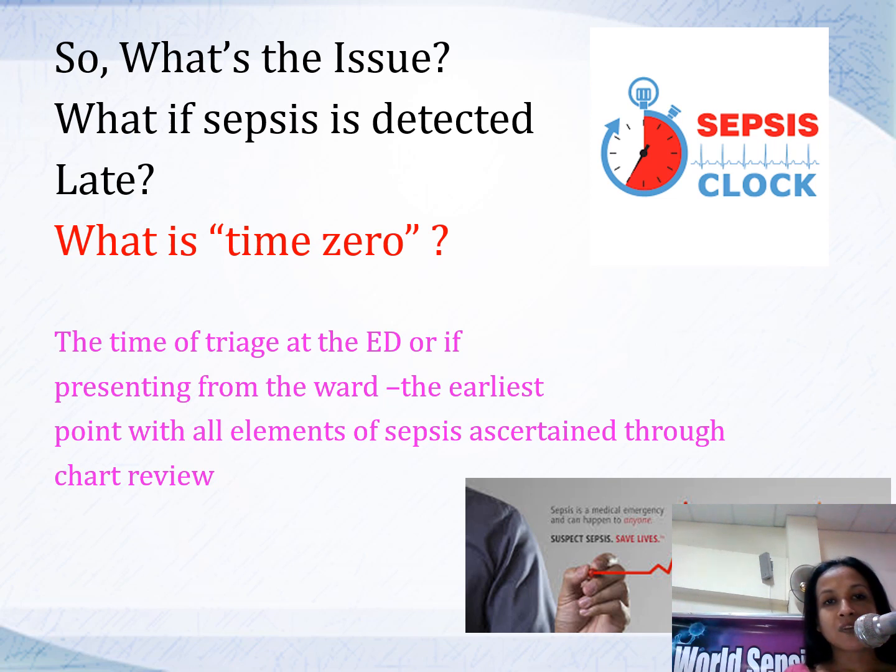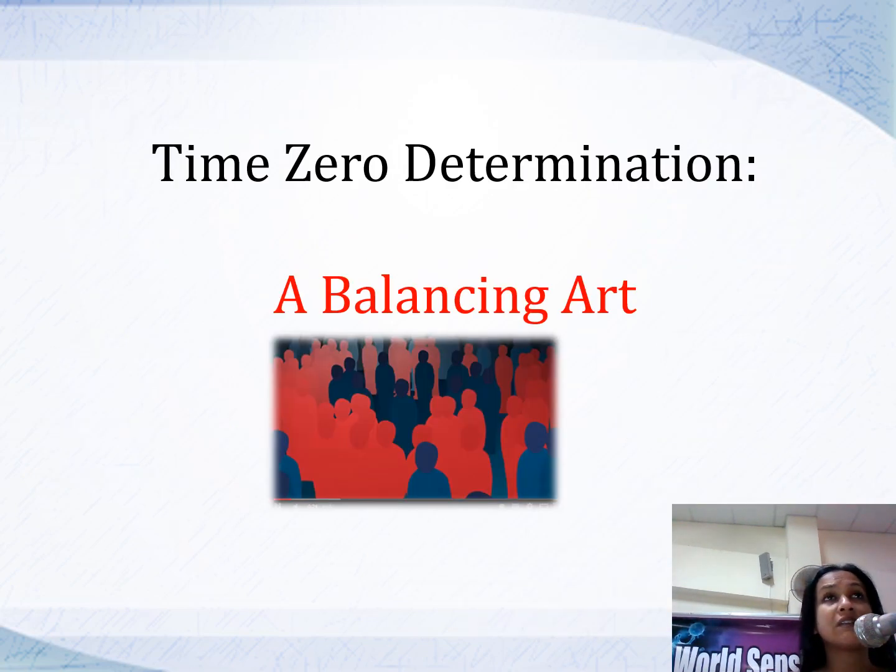So, moving on to when to diagnose sepsis. What is this time zero? The time of triage at the ED, or if presenting from the ward, is the earliest point at which all elements of sepsis are certain through chart review. In the next few slides, I'll be talking about the importance of determining the correct timing of confirming the sepsis.